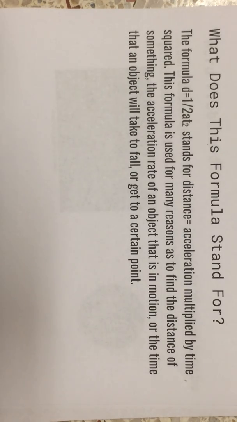What does the formula stand for? The formula D equals half AT squared stands for distance equals half acceleration multiplied by time squared. This formula is used for many reasons, such as to find the distance, the acceleration rate of an object that is in motion, or the time that the object will take to fall or get to a certain point.